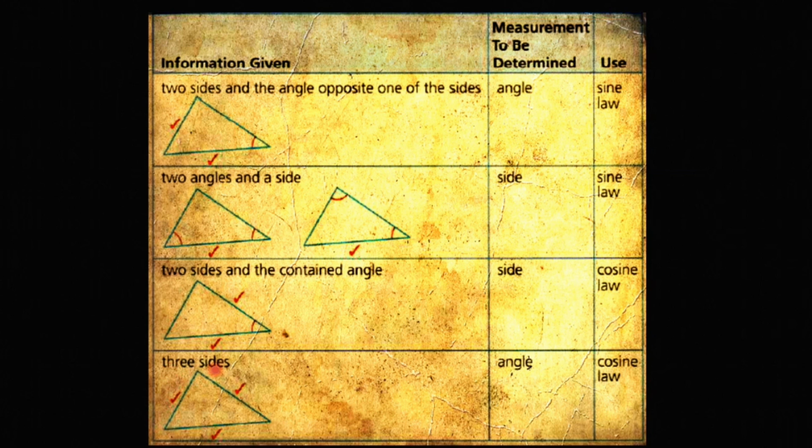Okay, the last one, three sides. If we know three sides and want to determine the angles, we use the cosine law. Why? Because, for example, we want to determine this angle, so we use the cosine law. This side squared equals this side squared plus this side squared minus 2 times this side multiplied by this side and cosine of this angle. Only the angle is unknown, so we know the rest of them, we can determine the cosine of the angle and then use the inverse of cosine to determine these angles.